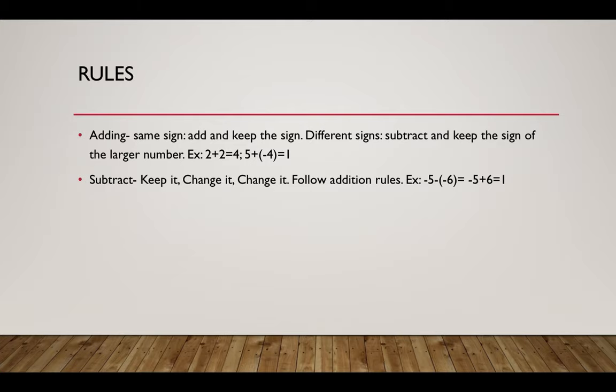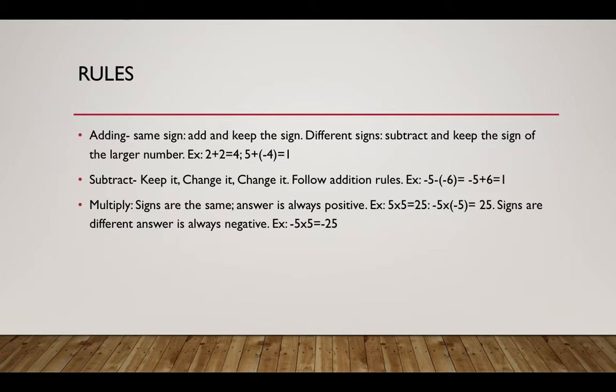Subtract. Remember, keep it, change it, and then follow the addition rules. Negative 5 minus negative 6: keep the negative 5, change the subtraction to addition, change the negative 6 to positive 6. So you're back to the addition rule about the signs being opposite, so you subtract and keep the sign of the larger number.